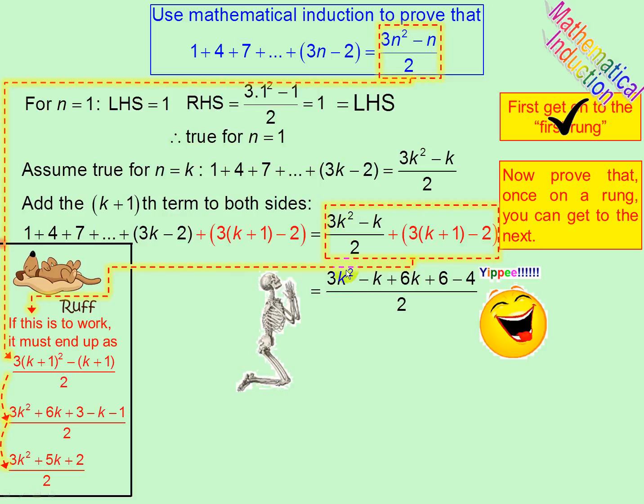3k squared minus k. Put this over 2, so that becomes 6 into k plus 1, 6k plus 6 minus 4. There we are. Now, I'm saying yippee straight away, because have a look here. 3k squared minus k plus 6k, 6 minus 4, which is 2. 3 minus 1 is 2. So I have the right thing.